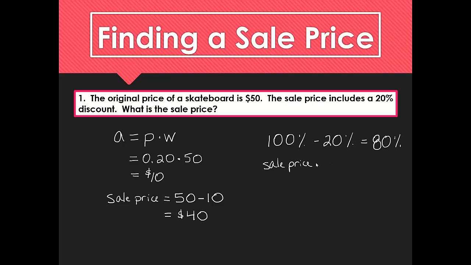So we can figure out that the sale price is equal to 80% of the original price, which is $50. In order for us to solve this, 80%, we would need to write that as a decimal. So that's 0.80. Of tells us multiplication, so we'd multiply this by 50, and 80 hundredths times 50 is 40. So you can see with this method we got the same answer and found out that the sale price would be $40.